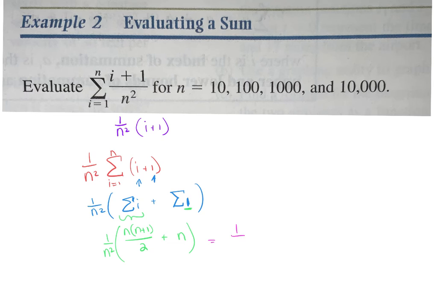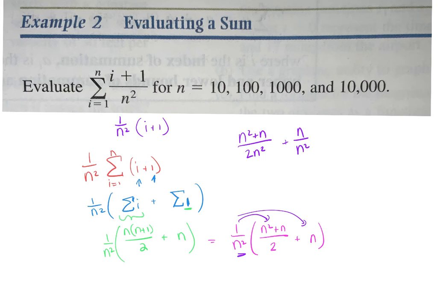So simplify it, 1 over n squared. Distribute this guy: n squared plus n over 2, plus n. We can say, yeah, that's fine. Distribute him through. If I had (n squared plus n) over 2n squared, which is what's going to happen when I distribute this, plus n over n squared, you can see I can simplify those, right? So I can take an n out. 1 n here, 1 n here, 1 n here. So I have (n plus 1) over 2n. And then an n cancels here, plus 1 over n.